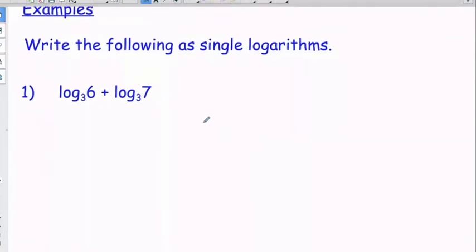First thing to notice on this example is that the bases are the same. If the bases hadn't been the same, we wouldn't be able to do anything. The bases will always be the same, so you don't need to worry about that. We need to think about what rule I can use. For this one, I can use my multiplication rule because I'm adding two logs together. So this as a single log will be equal to log to the base 3 of 6 times 7, which in this case we can obviously work out is log to the base 3 of 42. They're not actually asking us to work the answer out, they just wanted it as a single log. So that's the answer to question 1.